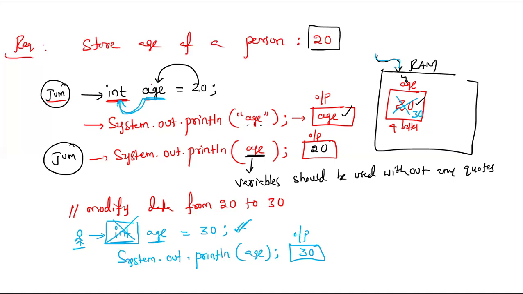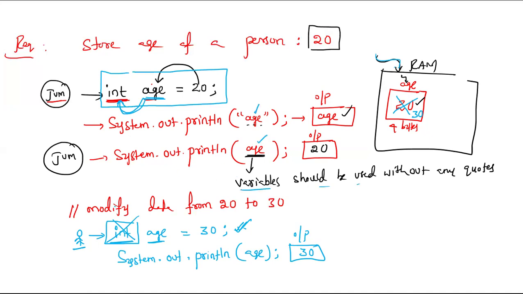Is it understood? Or do you have any questions? How do we use the data type syntax? And what can be a meaningful variable name? And how do we print the value? Not with double quotes, without any double quotes or single quotes. That's how the variable should be used inside a print function.